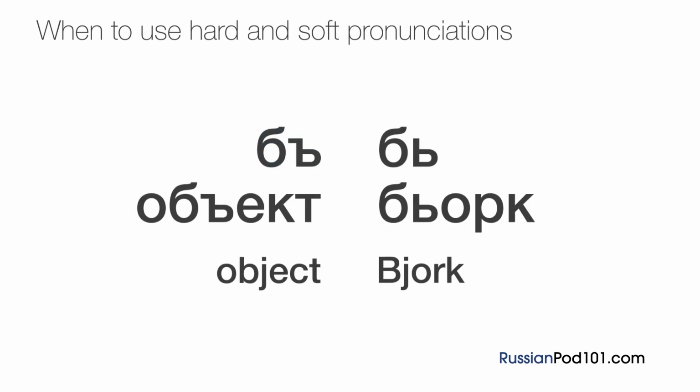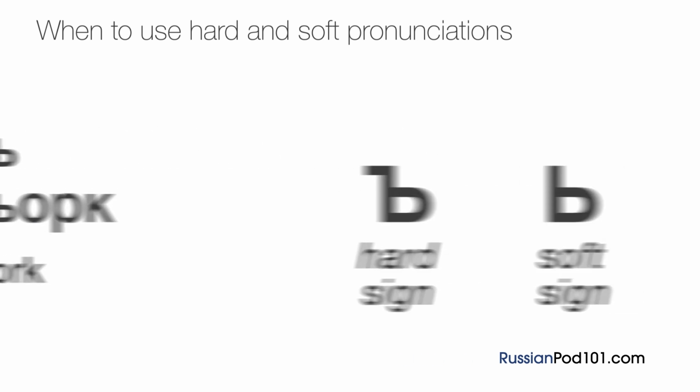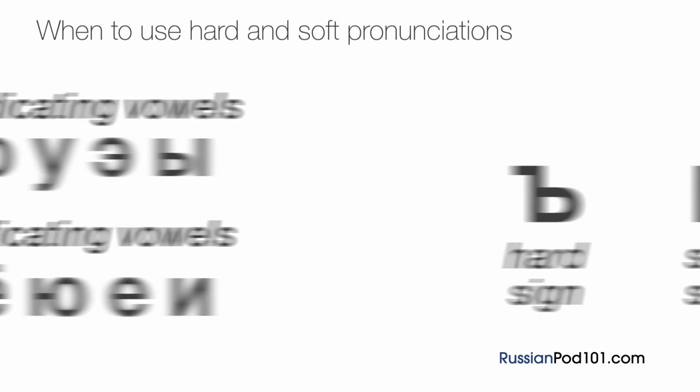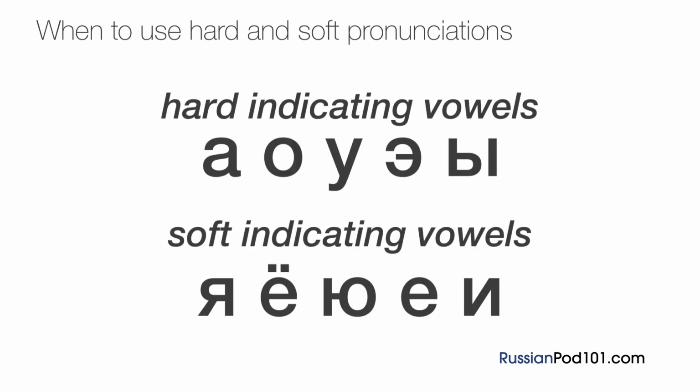Объект, Björk. Simple, right? But these two letters aren't the only ones that can modify a consonant's pronunciation. Vowels, too, can change the hardness or softness of a preceding consonant.